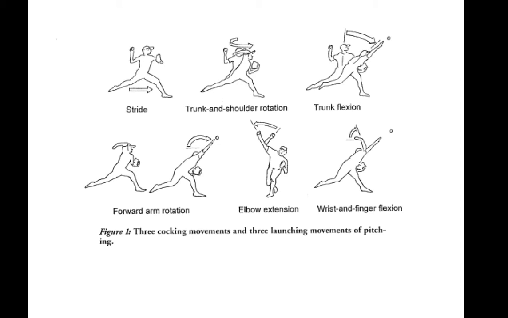We have this forward arm rotation where the elbow and arm is cocked, and you drive it forward with great force to release the ball with considerable velocity. The elbow can be cocked as well and then extended. And finally, we have the wrists and fingers, which can be cocked and then driven forward to propel the pitch.